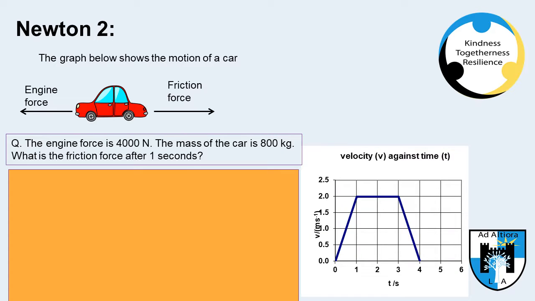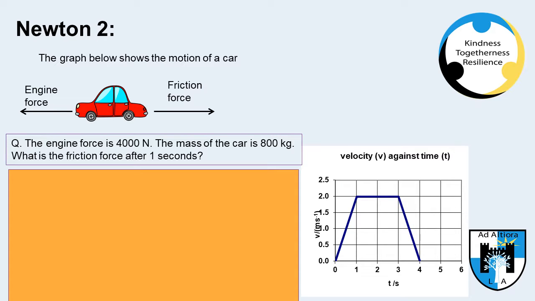Right, this is Newton's second law. You might recognise this graph here. The graph has a constant velocity section. It also has a constant acceleration section. Well, it has two constant acceleration sections, one with a positive acceleration and one with a negative acceleration.